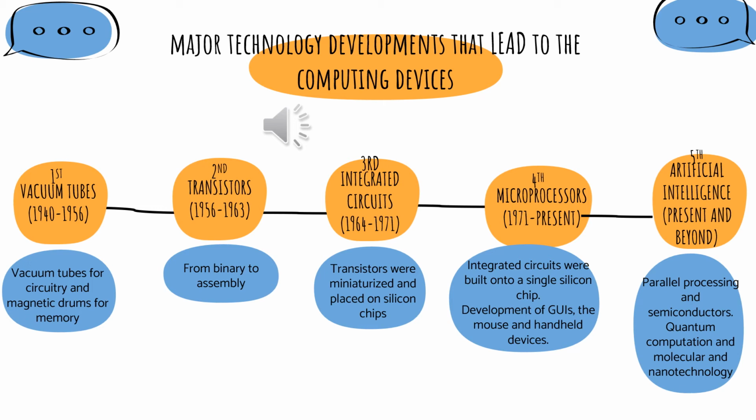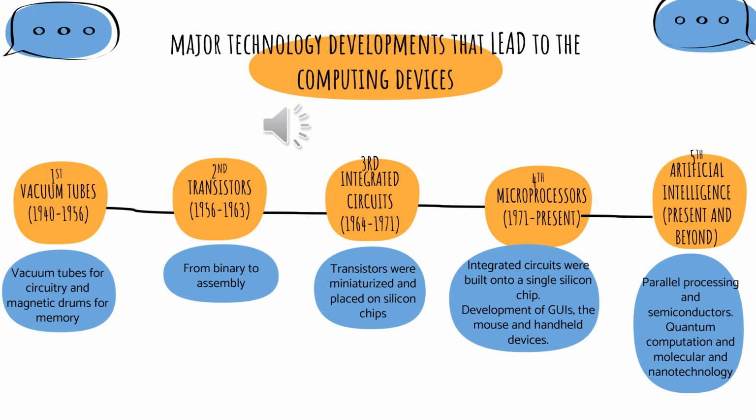The third one is the development of the integrated circuit, which was the hallmark of the third generation of computers. Transistors were miniaturized and placed on silicon chips. Next, the microprocessor brought the fourth generation of computers. As the small computers became more powerful, they could be linked together to form networks, which eventually led to the development of the internet. Fourth generation computers also saw the development of GUIs, the mouse and handheld devices.